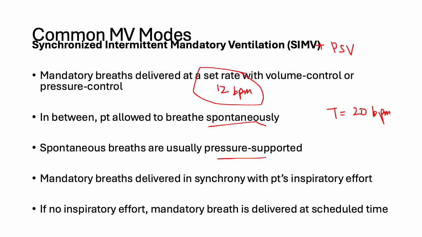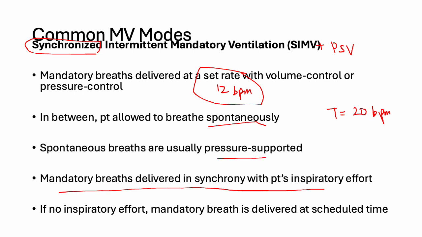SIMV means there will also be pressure support as a setting being set for the person to breathe spontaneously. Okay, and what does synchronize mean? This means the machine breath is delivered in synchrony with the patient's inspiratory effort. If the patient is able to trigger the machine, then the machine will synchronize with the patient, and therefore the patient initiates the breath. If it's also the time to deliver the mandatory breath, the mandatory breath will be delivered according to what is set.